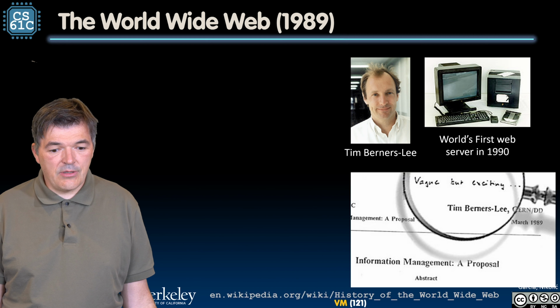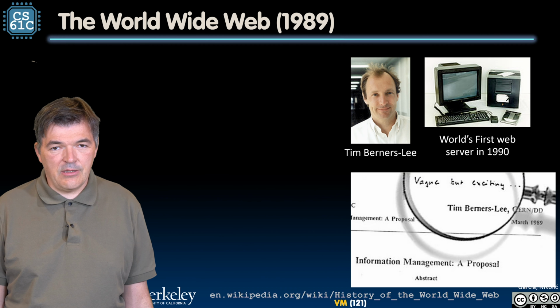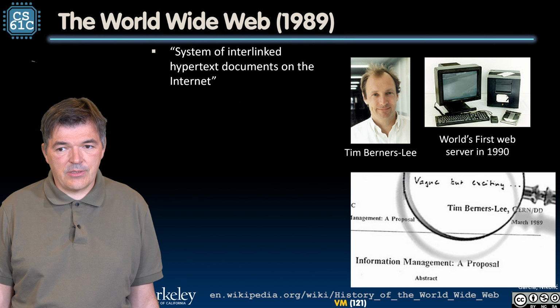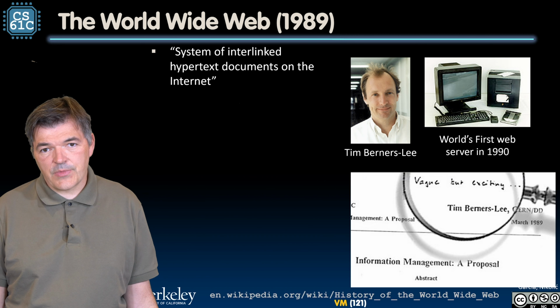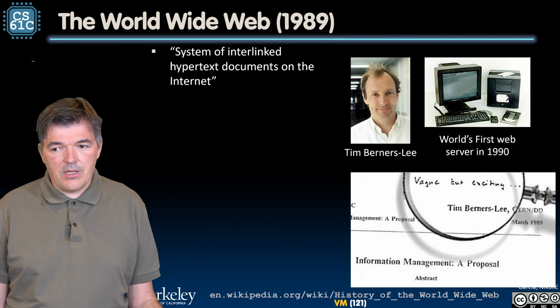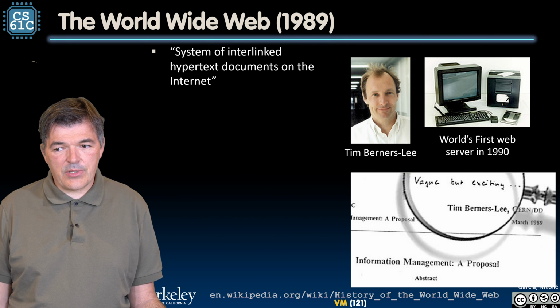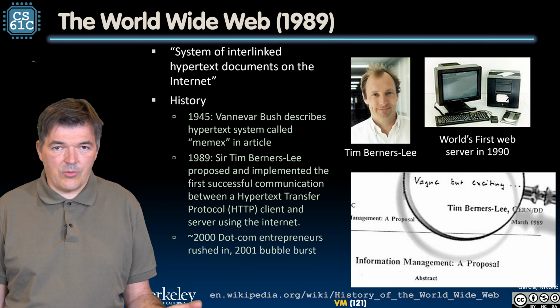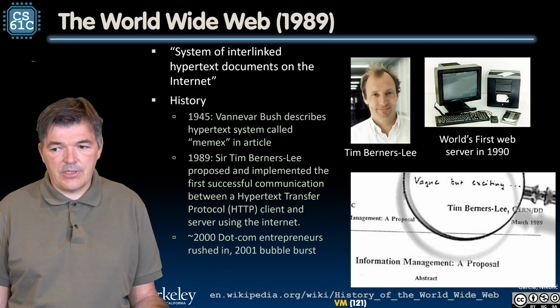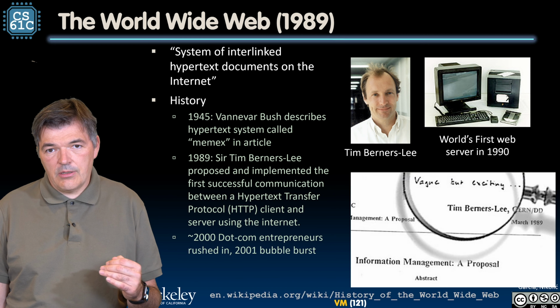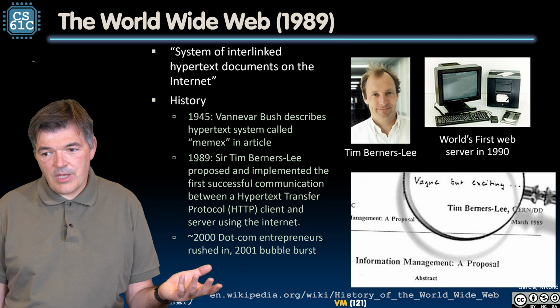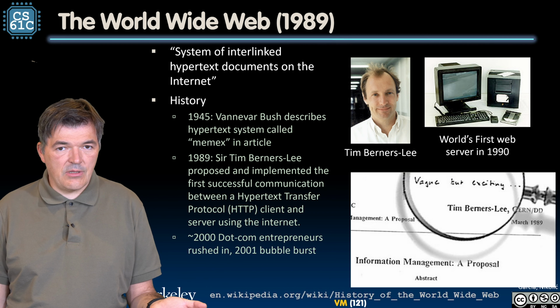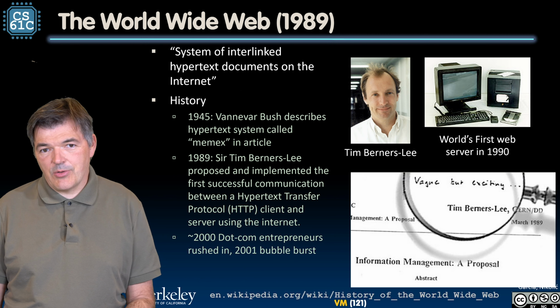The World Wide Web came around when I was in college, in '89, and it was clunky early on. It was implemented by Tim Berners-Lee, started at CERN, and then I think Tim moved over to MIT. It was called the System of Interlinked Hypertext Documents on the Internet. The idea originates early on with Vannevar Bush, one of the really big computing pioneers, who envisioned a system like that but did not implement it. Tim Berners-Lee implemented the HTTP client and server using the internet. It didn't take very long for the whole world to explode.